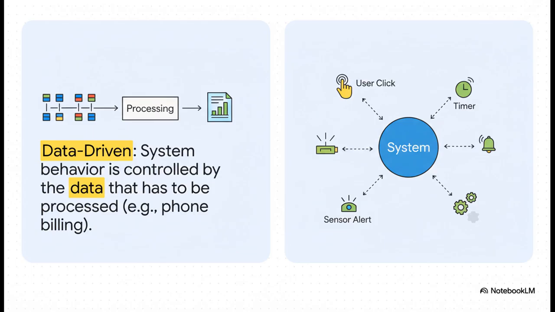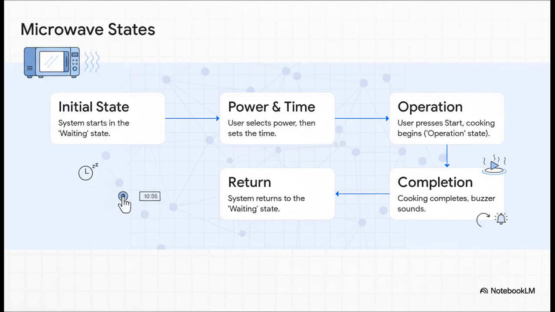Or it can be event-driven. This is where the system is mostly just sitting there waiting for something to happen, an event. Think about the user interface on your phone. It's just waiting for you to tap something. That tap is an event. For event-driven systems, the best tool we have is the state machine diagram.